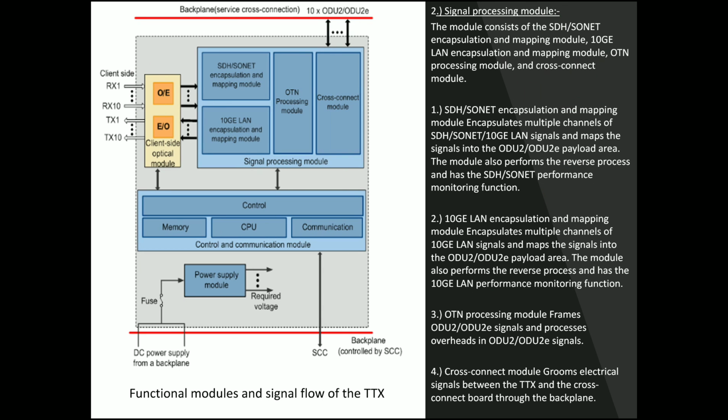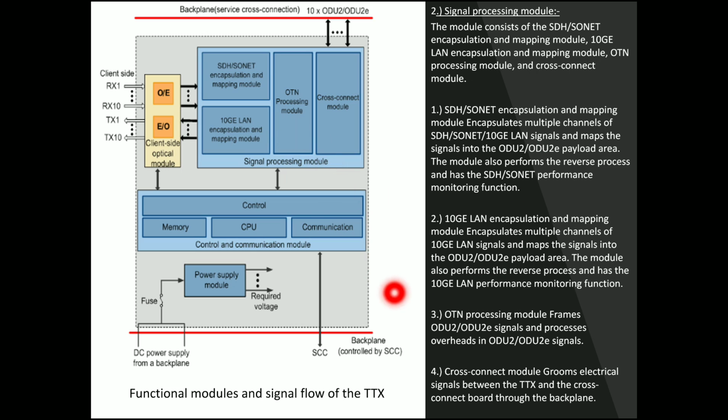Moving on to the signal processing module. The module consists of the SDH SONET encapsulation module, 10G LAN encapsulation and mapping module, OTN processing module and cross connection module. The SDH SONET encapsulation and mapping module encapsulates multiple channels of SDH SONET signals and maps the signals into the ODU2, ODU2E payload areas. This module also performs the reverse process and has the SDH SONET performance monitoring functions. The 10G LAN encapsulation and mapping module encapsulates multiple channels of 10G LAN signals and maps the signals into the ODU2 or ODU2E payload areas. The module also performs the reverse process and has the 10G LAN performance monitoring functions. So these two encapsulation modules are used to map the client signals into the ODU2 payload areas and also perform SDH and LAN data performance monitoring.